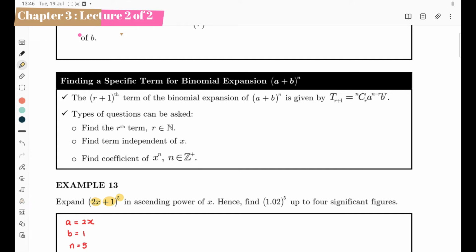Next, we want to learn how to find a specific term for any binomial expansion (a + b)^n. The r plus 1 term is given by T_(r+1) = nCr a^(n-r) b^r. The suitable questions are to find the rth term, the term independent of x, and the coefficient of x to the power of n.